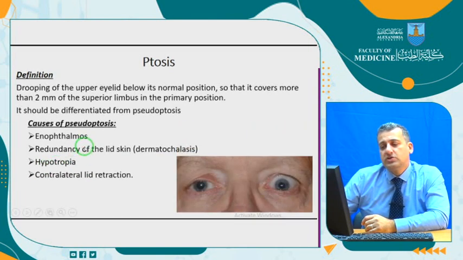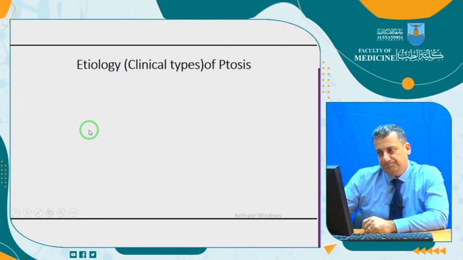The fourth one is contralateral lid retraction. So this eye is not ptotic. This eye, the lid is retracted from its normal position. So this eye is not ptotic, but this one is lid retraction. So these are the causes of pseudotosis.